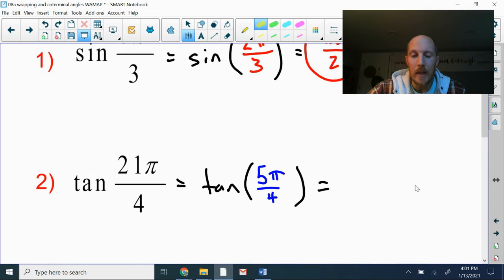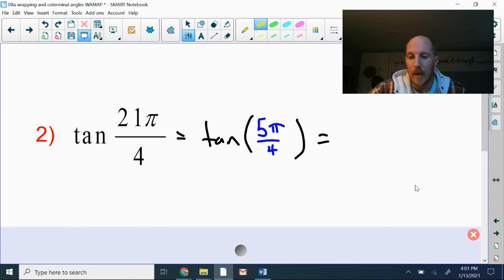Problem number 2, tangent of 21 pi over 4. Okay, well, that angle is too large. If I look at my unit circle, 21 pi over 4 is not on there. So I need to find a coterminal angle. Now, conveniently, we just did that problem. But if you hadn't, you would go through that same process until you get an angle which is on the unit circle, or at least between 0 and 2 pi. So in this case, I've got tangent of 5 pi over 4. That's an equivalent problem using a coterminal angle. I will get the same value for my answer.